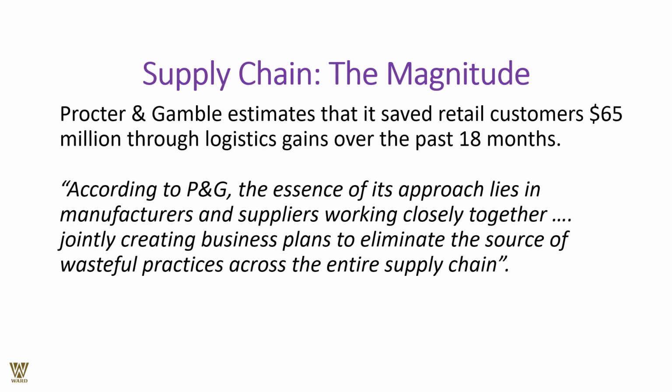Procter and Gamble estimated that it saved retail customers approximately $65 million through logistic gains in the last 1.5 years. According to P&G, the essence of its approach lies in the manufacturer and supplier working closely together, jointly creating business plans to eliminate the sources of wasteful resources across the supply chain.